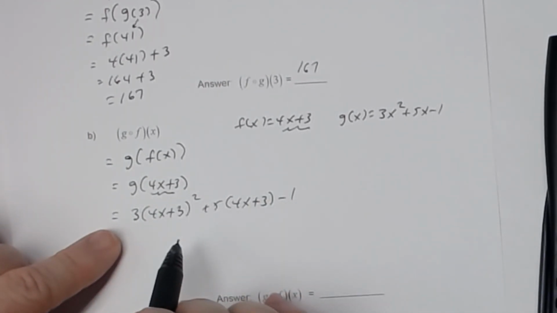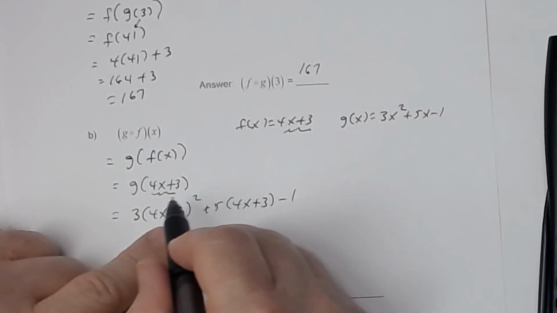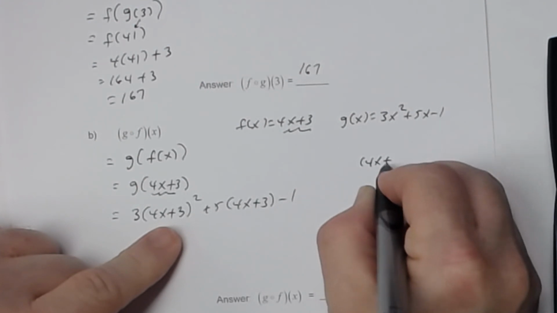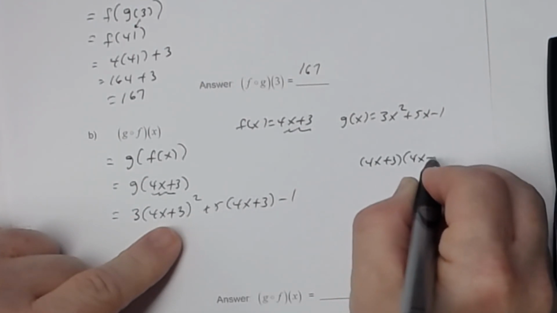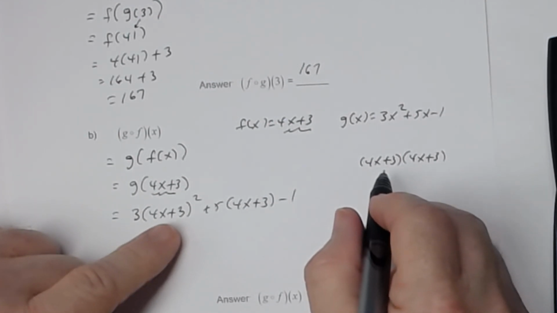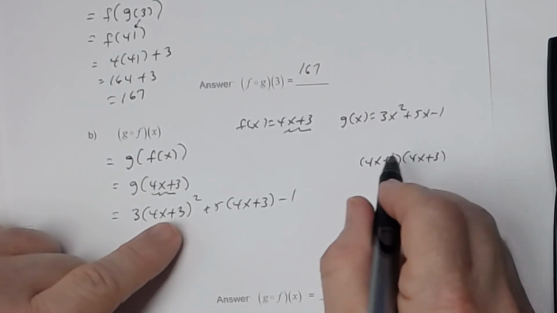Then you have to do some work, right? So we've got to figure out, well, first of all, what is 4x plus 3 times itself? That's not difficult to do. You're going to utilize the FOIL method here, because 4x plus 3 times itself means this.